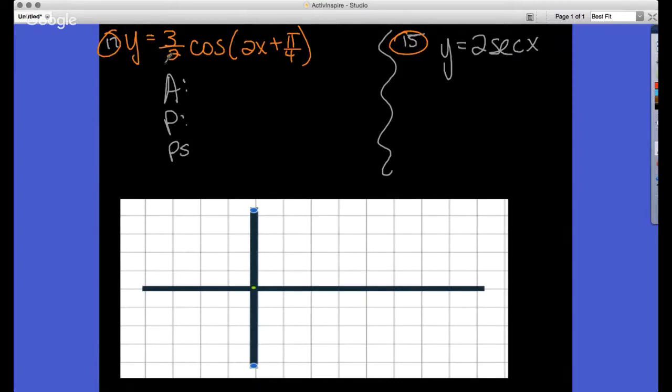Perfect. Okay, so I got a question out there. Is the negative tangent graph the same as cotangent? The answer is yes. If there's a negative on the outside of a tangent graph, it will be graphed like a cotangent, where it would rise to the left and fall to the right, okay?